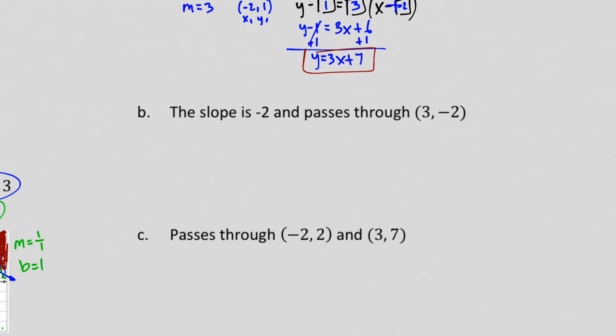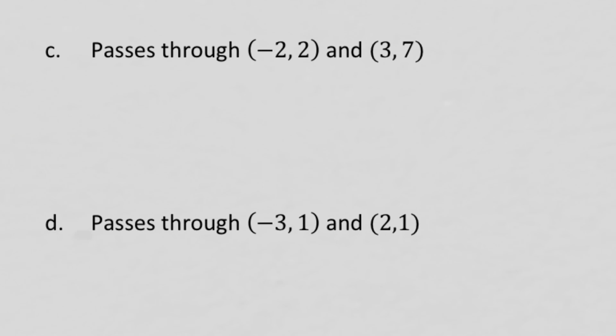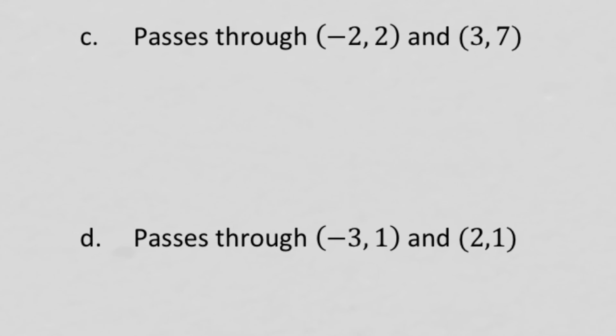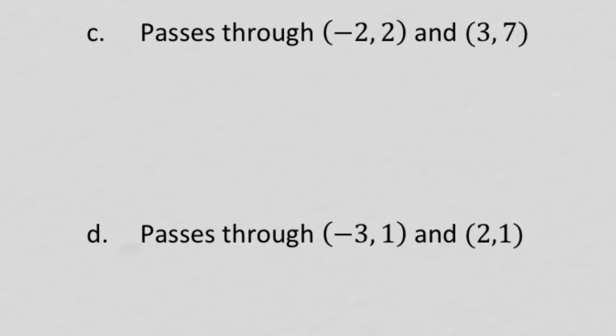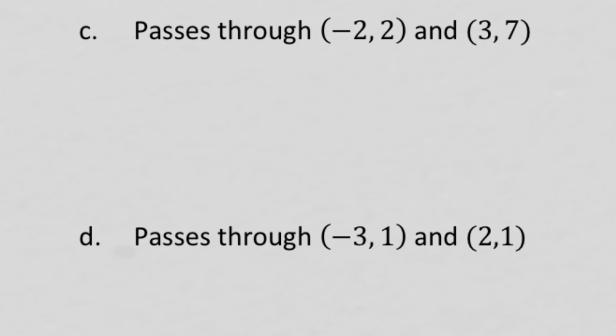Alright, I'm going to let you guys try B later, but right now let's skip over to C. A line that passes through negative 2, 2 and 3, 7. So notice the difference between that one and A. In A, they told me what the slope was. In this one, they're not telling me what the slope was. But I can easily find it from the 2 points they gave me.